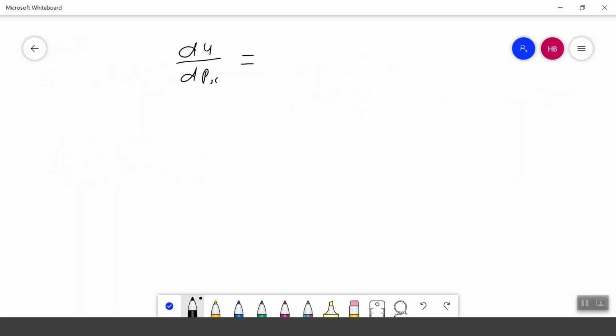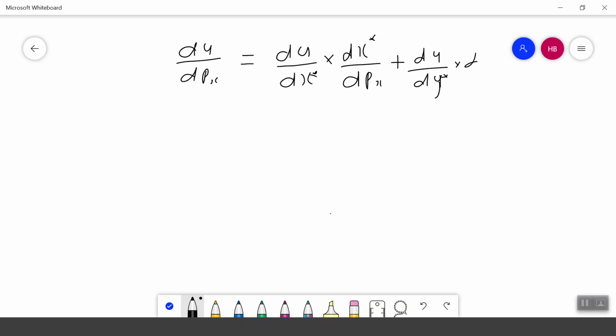So du by dpx we can write as du by dx into dx by dpx, and similarly with respect to y, we can write it as du by dy into dy by dpx.